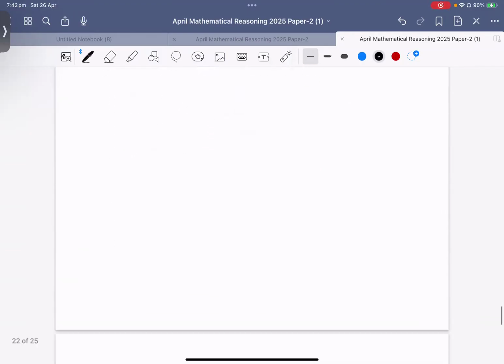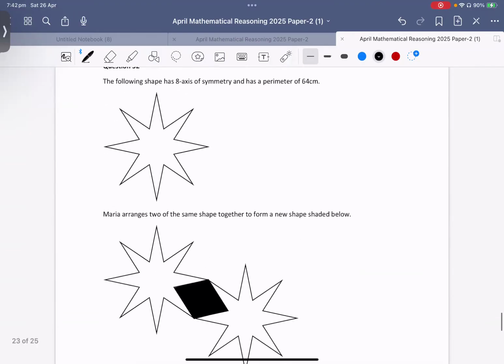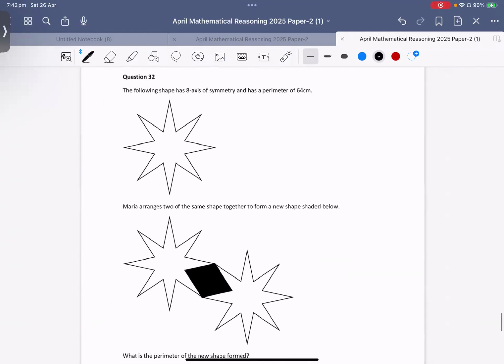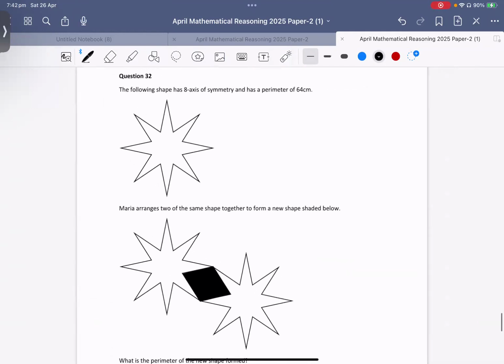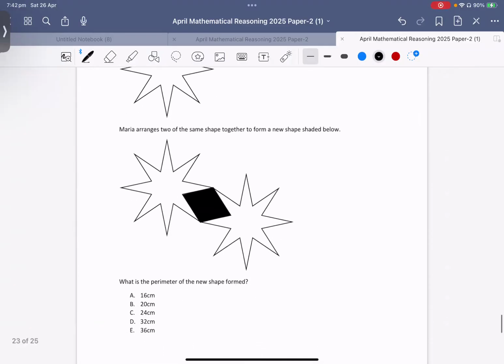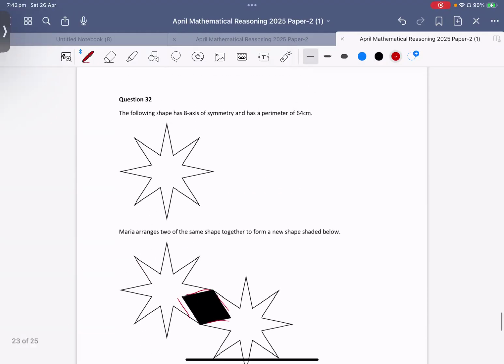And question 32. So the following shape has an 8-axis of symmetry and a perimeter of 64 centimeters. Maria arranges 2 of the same shapes together to form a new shape shaded below. What is the perimeter of this new shape? So as we can see, this new shape is made up of 4 sides from this original star, right? So let's have a look at this.